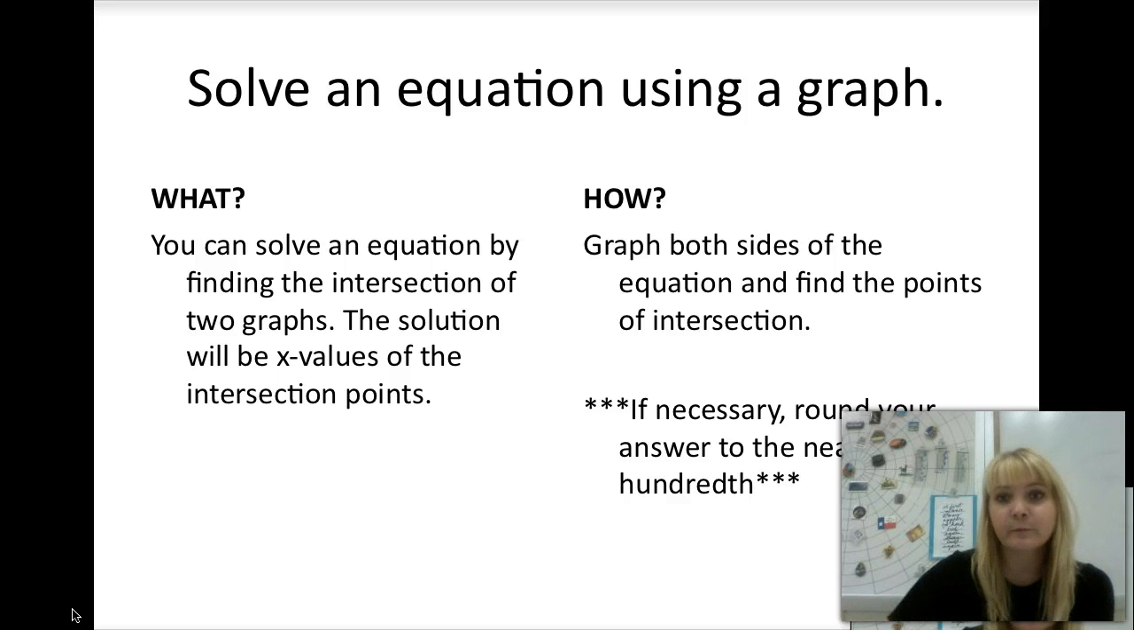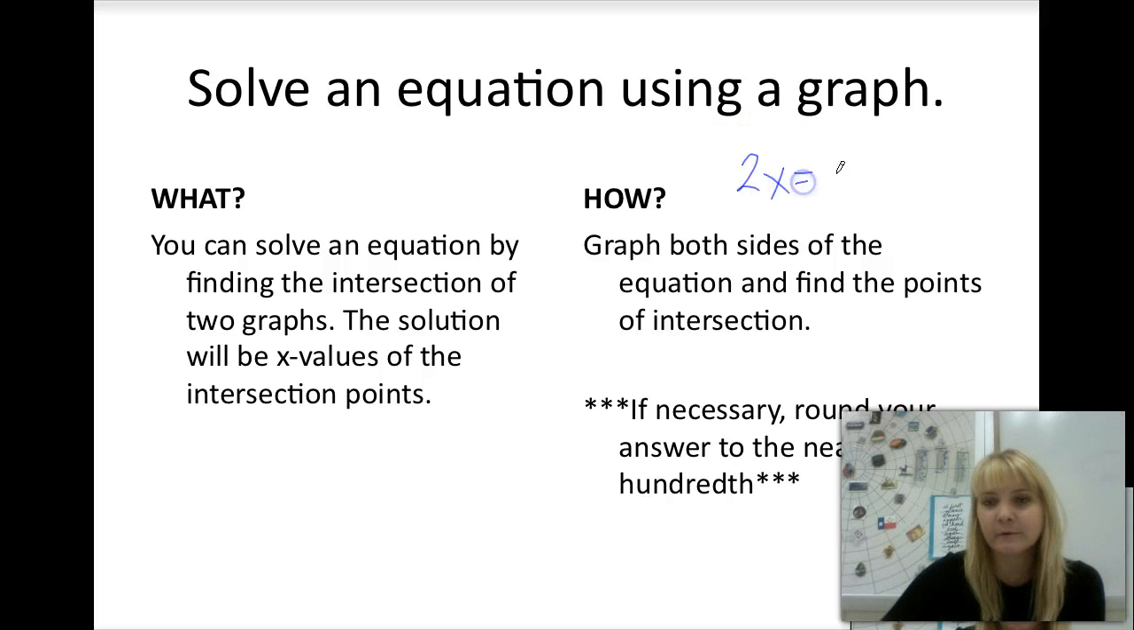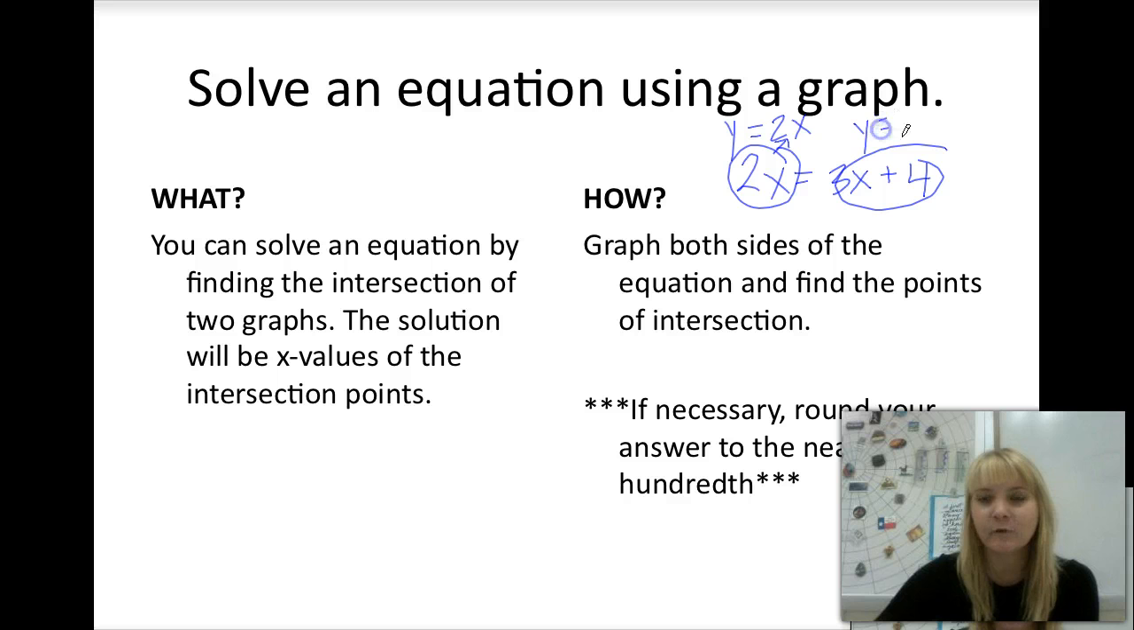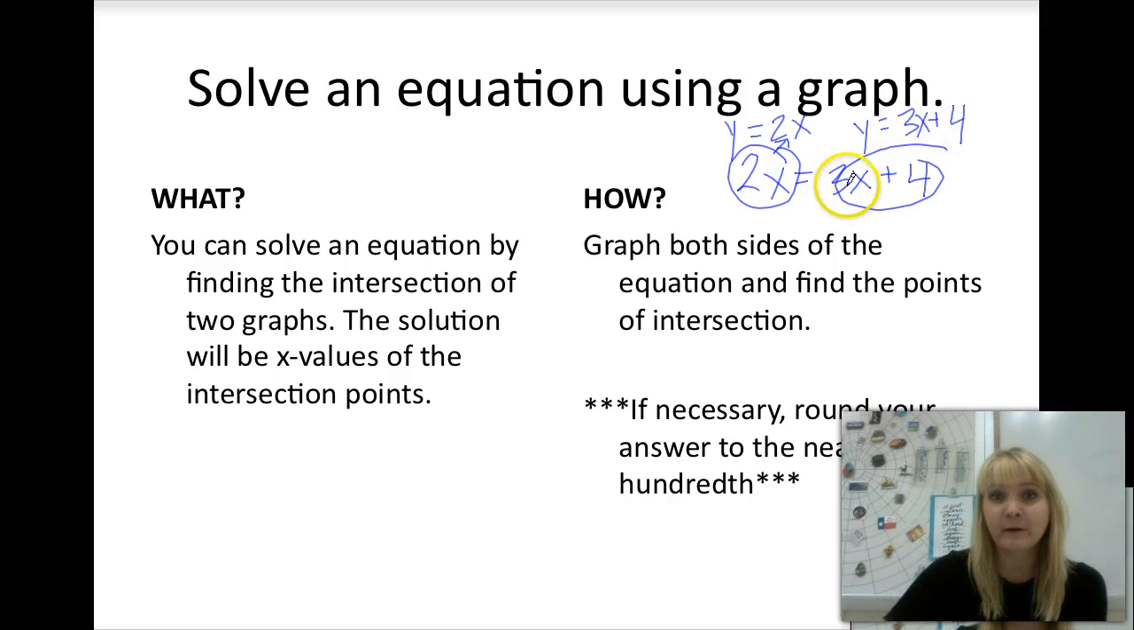So how? First we'll graph both of the sides of the equation. So let's say we have 2x equals 3x plus 4. What we're going to do is set each expression on either side of the equal sign equal to y. So we'll set y equals 2x and then y equals 3x plus 4. We'll graph both of these equations and then we'll find the intersection point.